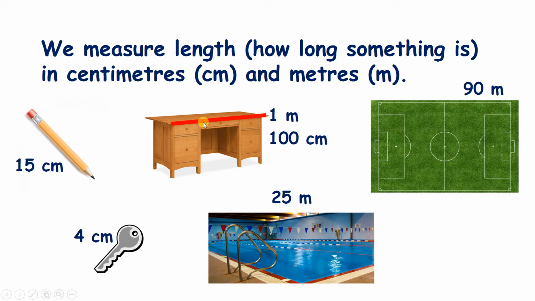The length of this table is 1 metre, and 1 metre is the same as 100 centimetres. A swimming pool is usually 25 metres long, and a full-sized football pitch is usually about 90 metres.